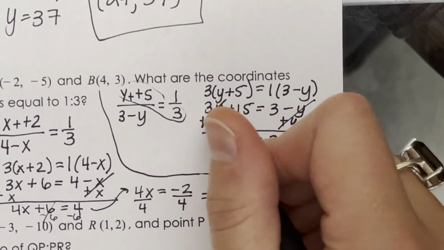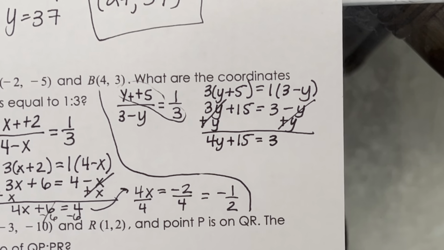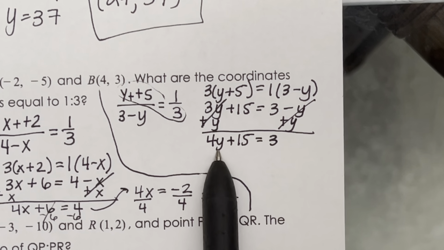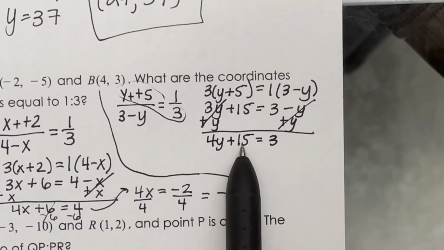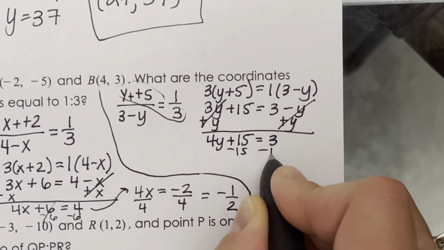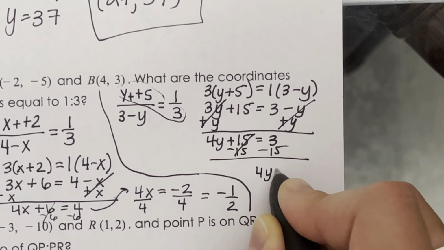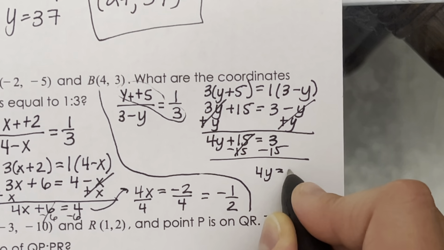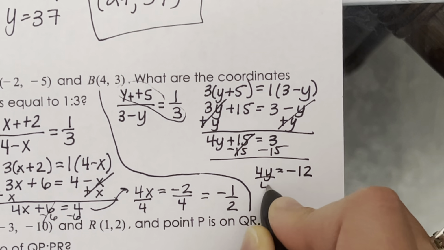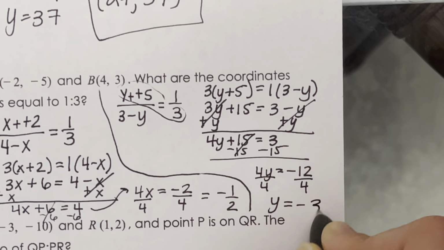Oops, my bad. 3y plus y should have been 4y. Okay, got my y's by themselves on the left here, so I'm going to move over this 15 from the left to the right. So I get 4y equals, so 3 minus 15 is negative 12. Divide by 4, divide by 4. I get y equals negative 3.